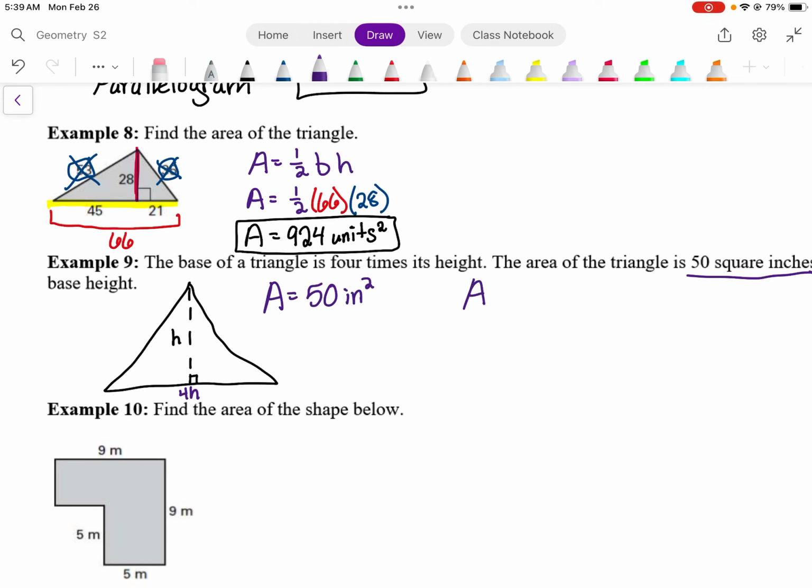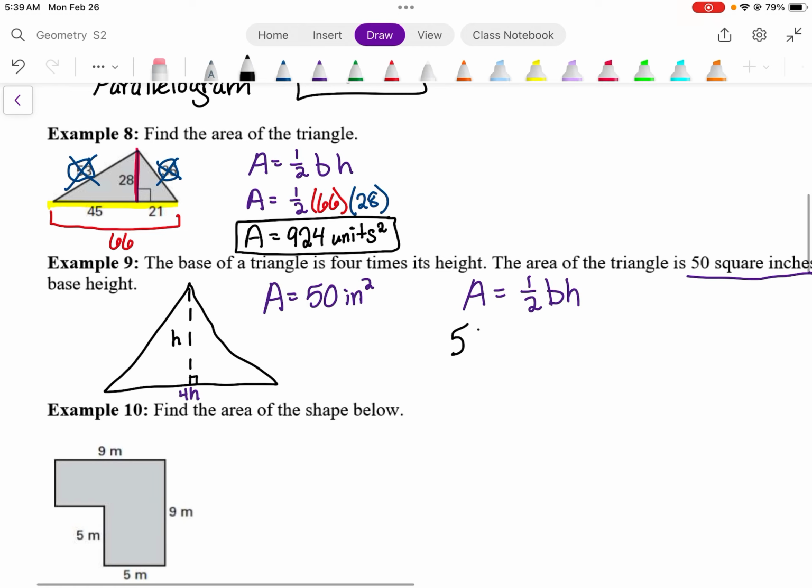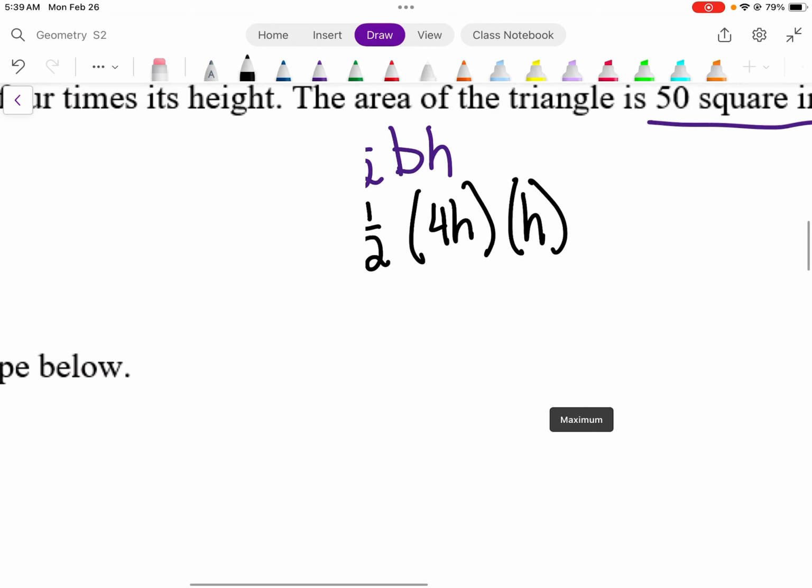So we're going to plug everything we know into our area formula, which is 1/2 base times height. This time we know what the area is, so we're going to have 50 equals 1/2 the base, which is 4h, times the height, which is h.